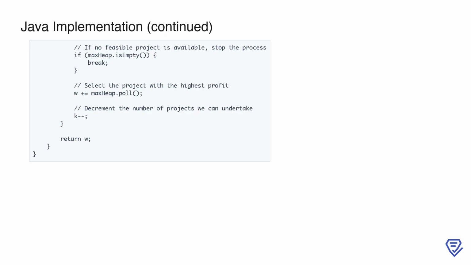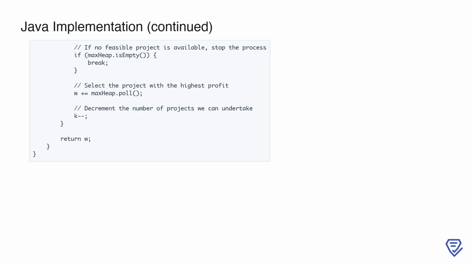Otherwise, we select the project with the highest profit by polling the max heap, and we add this profit to our current capital W. This step ensures that we maximize our capital incrementally by always choosing the most profitable project available. After selecting a project, we decrement K to reflect that we've undertaken one of the allowed projects.